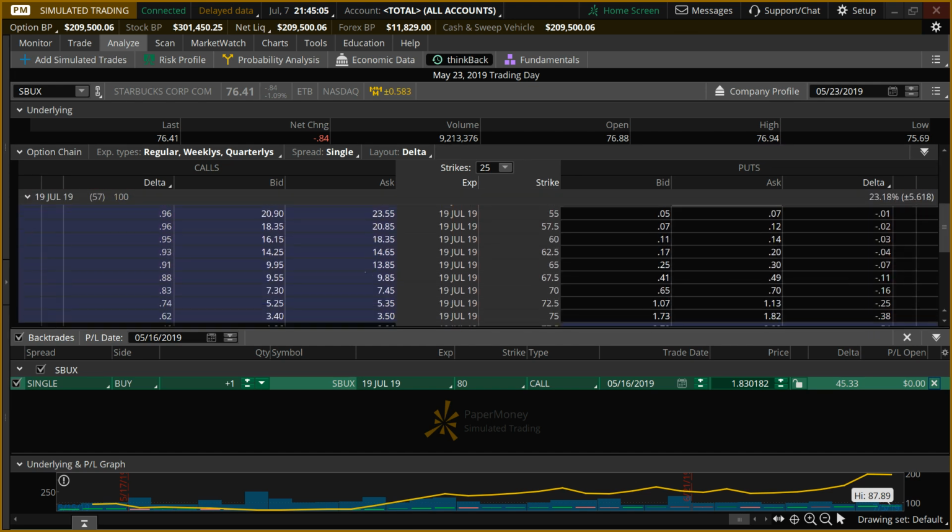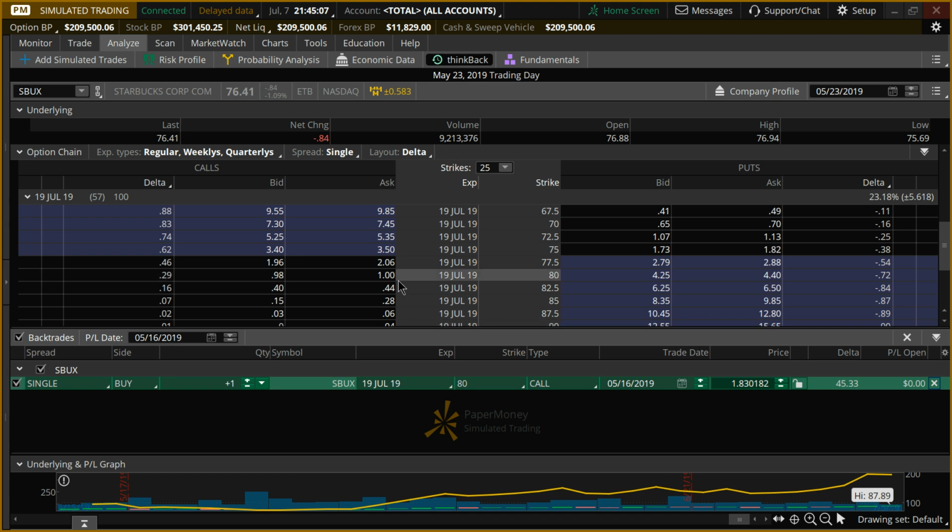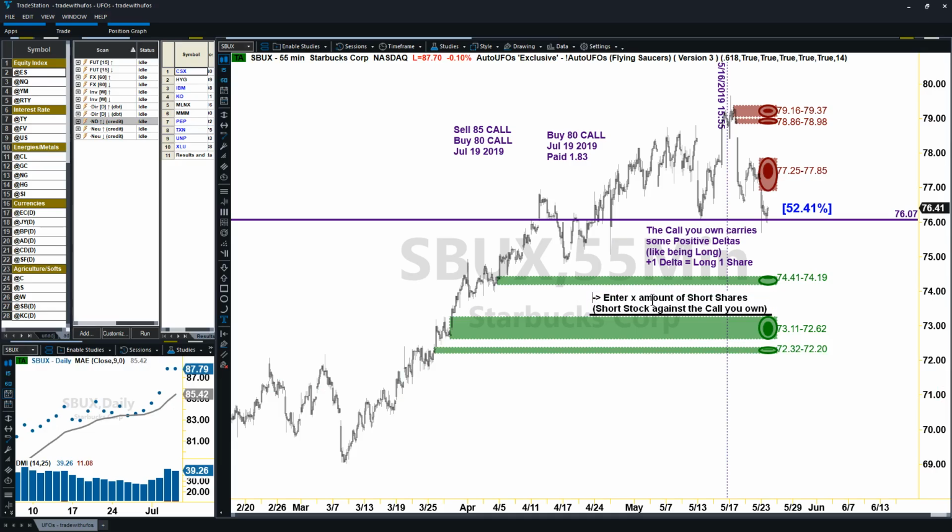For that 80 call, you will look at what delta you get. Okay, and the delta you get is 29. At that time on that date, the delta of your option was 29. So what are we going to do? Well, when I say enter X amount of short shares, to be precise, we're going to enter 29 shares of stock short. That's what we're going to do.